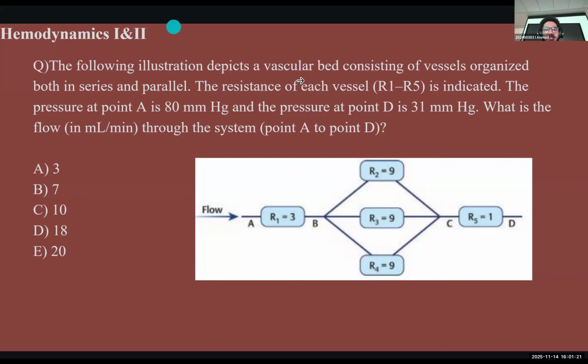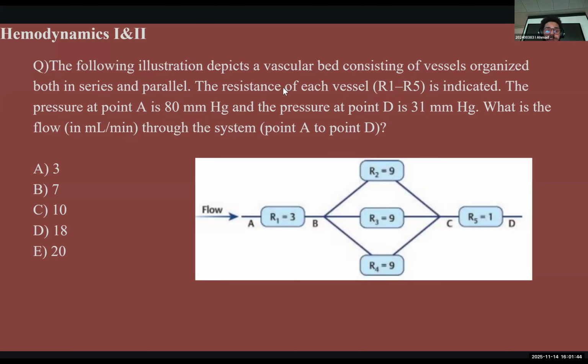The following illustration depicts a vascular bed consisting of vessels organized both in series and parallel. The resistance of each vessel, R1 to R5, is indicated. The pressure at point A is 80, and the pressure at point D is 31 millimeters of mercury. What is the flow through the system from point A to point D?